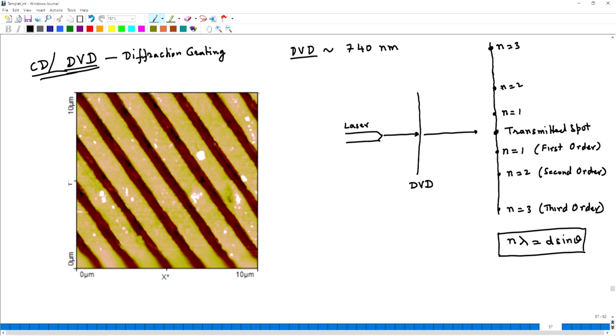So, now let us very quickly do the experiment. And what is the objective of this experiment?